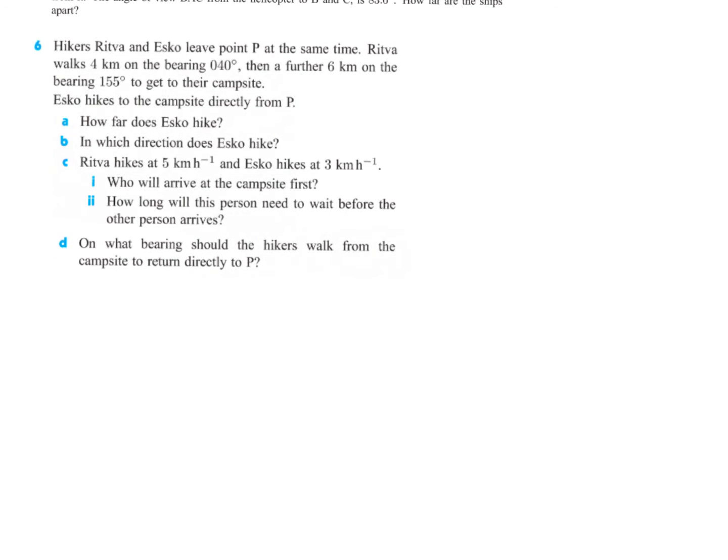So hikers Revita and Esco leave point P, so let's call this point P. At the same time, Revita walks 4 kilometers in the bearing of 40 degrees. So here's about 40 degrees, and she walks 4 kilometers. And then a further 6 kilometers on the bearing of 155. So then she's going to walk maybe like this, 155 degrees for 6 kilometers, and she gets to their campsite.